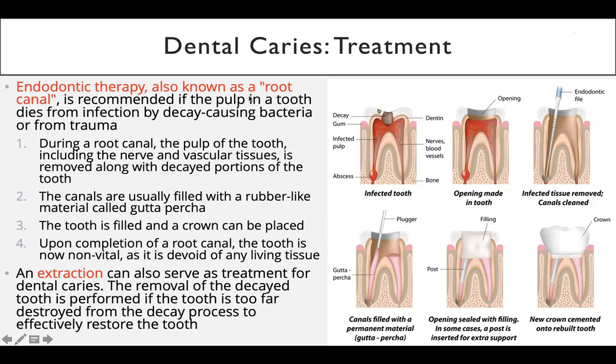Endodontic therapy, also known as root canal treatment, is recommended if the pulp in the tooth dies from infection by decay causing bacteria or from trauma. So the pulp is gone. Pulp is destroyed, nerves are destroyed, and the tooth is almost non-vital. So now we go for endodontic therapy. Endo is inside, dontic or don is teeth. So inside teeth therapy, commonly known as root canal therapy, RCT.